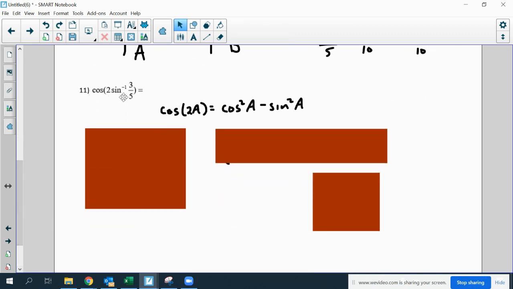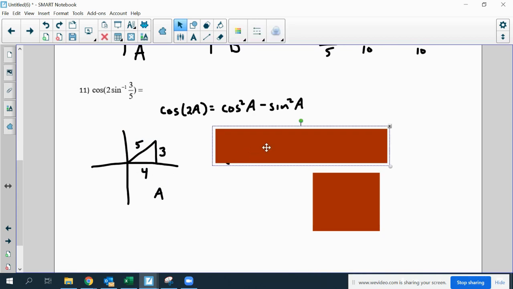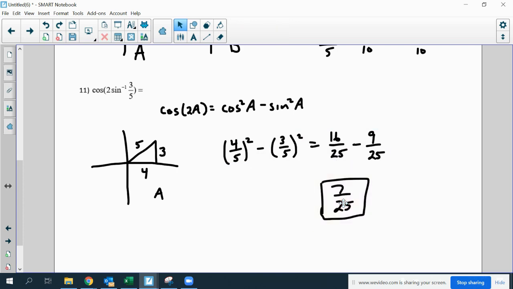Then I have cosine of 2 times an angle. So I need cosine squared and sine squared of that angle. Draw the triangle. Do cosine squared and sine squared. And get the answer.